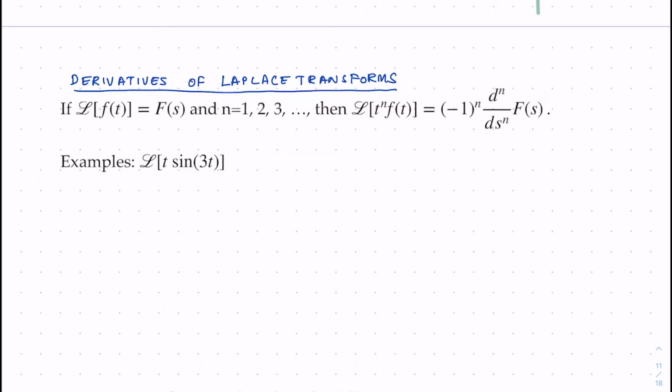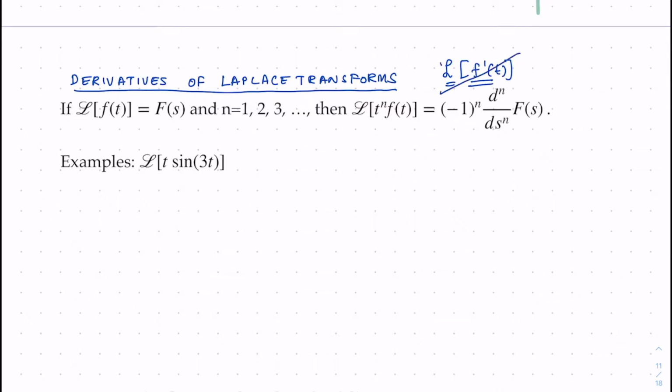Hello differential equation students. In this video, let's take a look at how we make use of this formula. It's called the derivatives of Laplace transforms. We already did how the Laplace transform works with derivatives. We already know the Laplace transform of the derivatives. What do I mean by that? By which I mean L of f prime of t. This is the Laplace of the derivative.